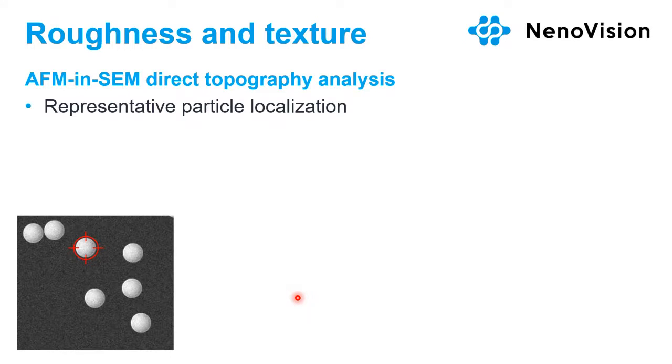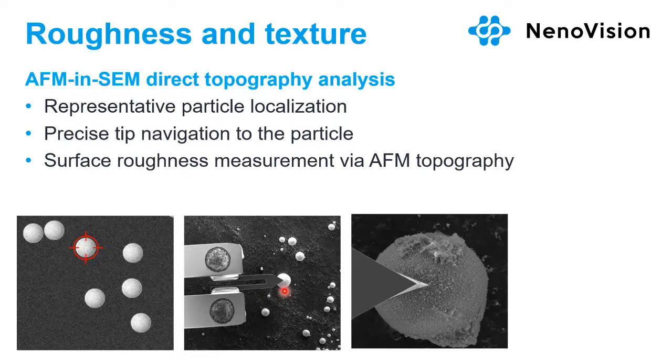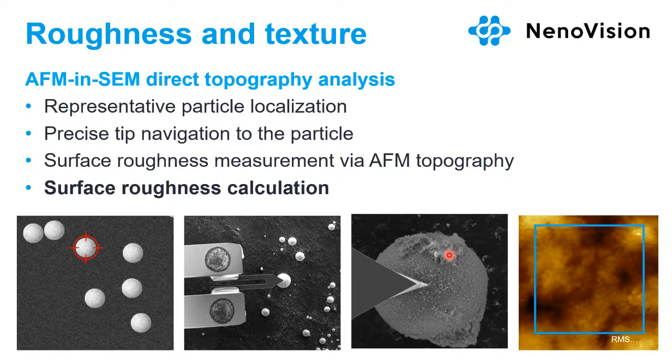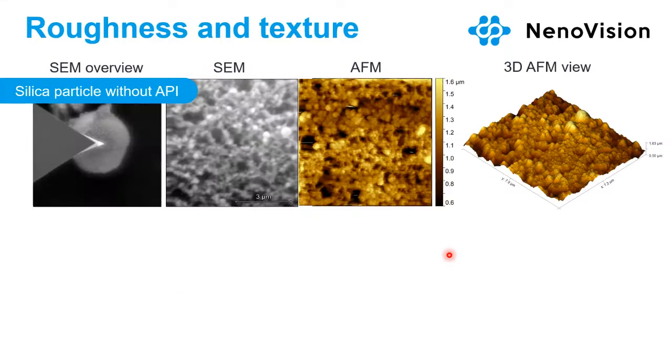So first of all, we're gonna find a representative particle. Then we're gonna navigate there, measure the surface roughness of the representative particle, and/or measure the topography and measure the roughness. So I showed you a complete workflow procedure for a quick analysis, and let's have a look at the data.